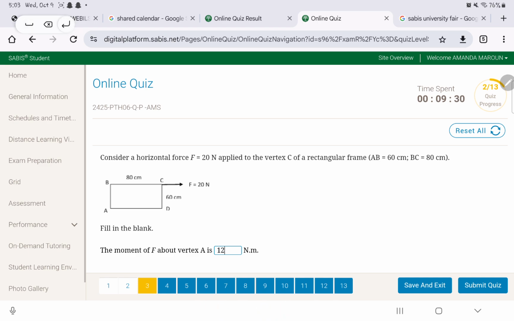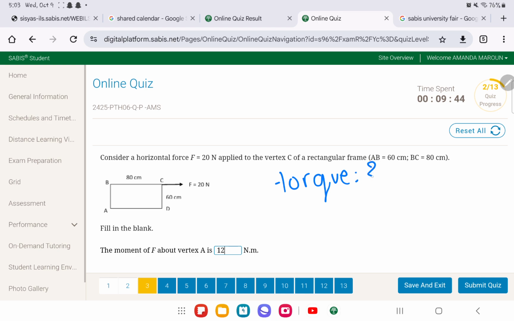Why do we not put it negative? Because they asked for the moment. This is the case only if they ask for the moment. But let's say they asked for the torque. I'm going to do an extra example here. Let's say they're asking us for the torque. How much would the torque be? We say that our force is 20 newtons and our distances, we're going to change them to meters as we did before, so 0.6 meters and 0.8 meters.